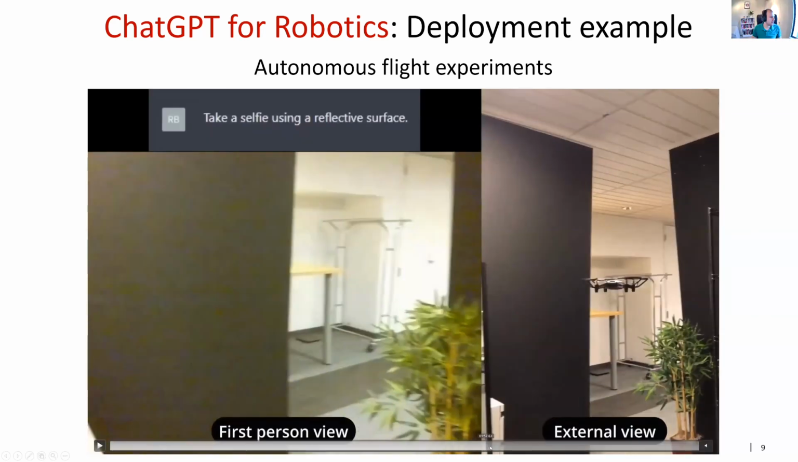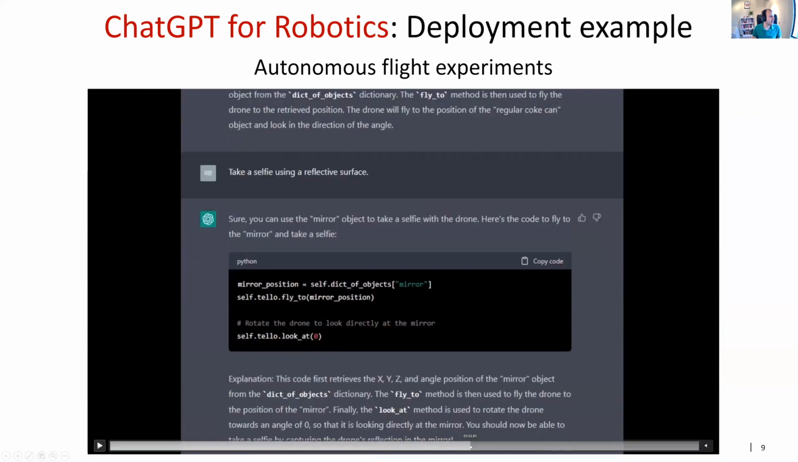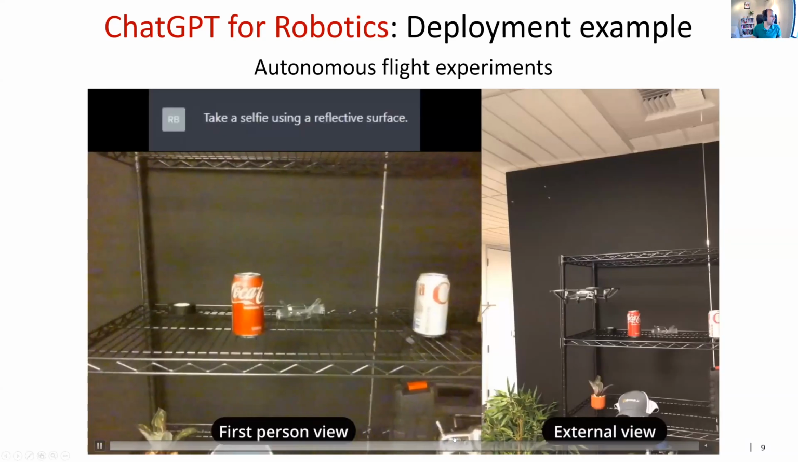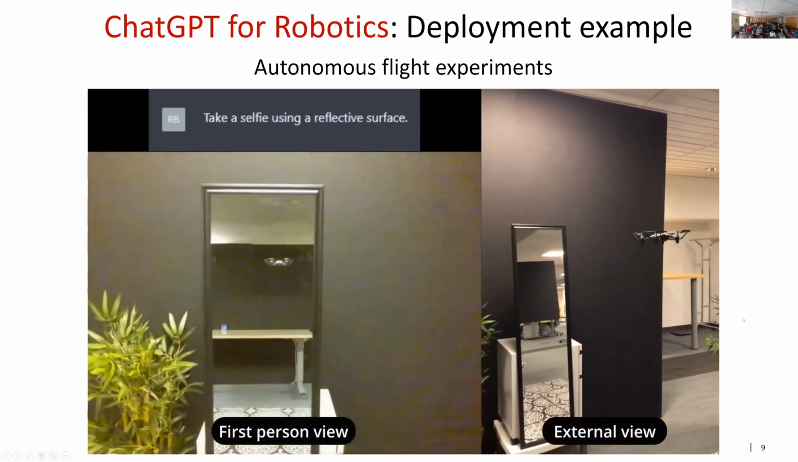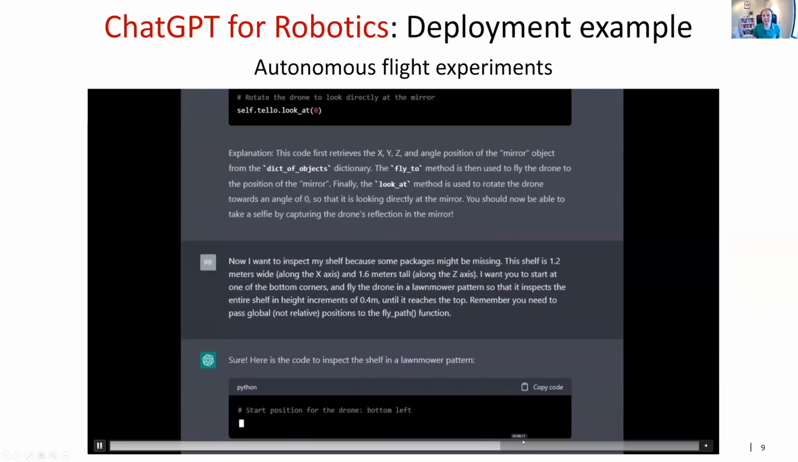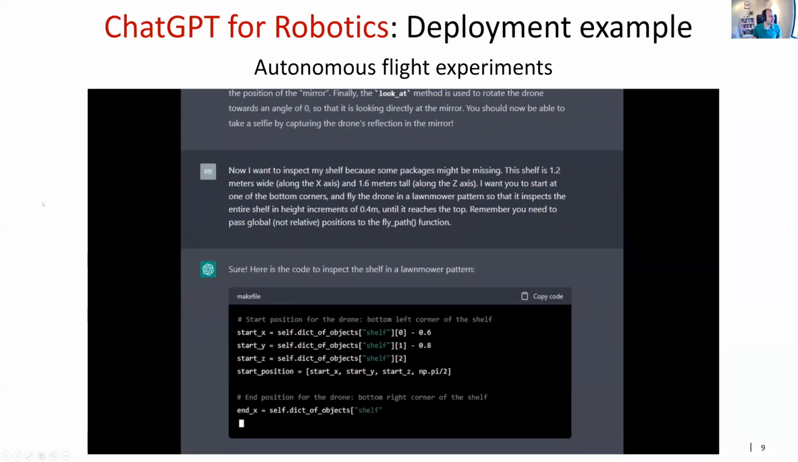And then the last thing I wanted to show. Actually, this one was funny. On this one, we say, take a selfie using a reflective surface. And one of the objects in the scene was a mirror. It was interesting that ChatGPT produced the code to both go towards the mirror and then move the angle of the robot to look at the mirror while going there. So the drone took a selfie. And then some tabloids picked it up and said, "Oh, drones are taking selfies." It's funny how a lot of journalists really twist what's happening in papers.